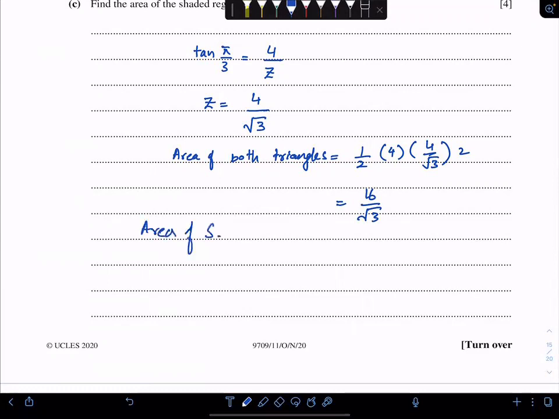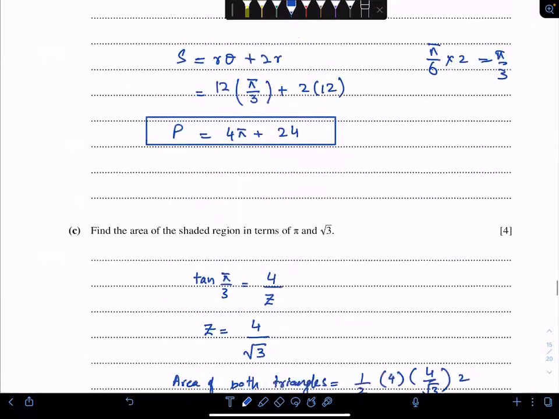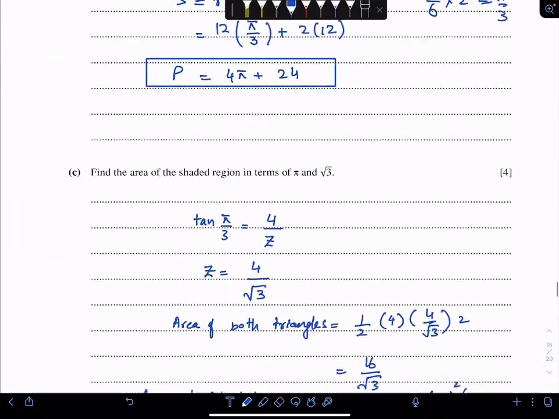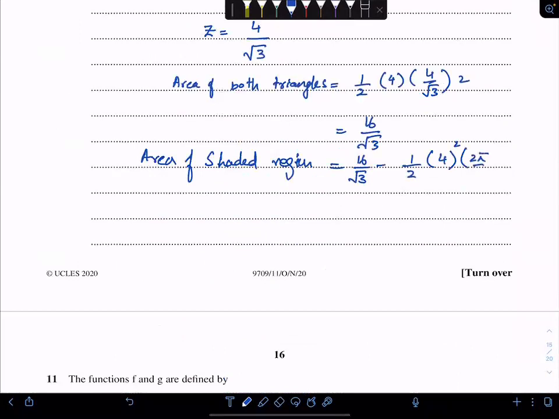Area of shaded region. 16 under root 3 minus 1 by 2 r is 4, r square theta, theta is what we have found, theta is 2 pi by 3. So 16 under root 3 minus 2 and 2 cancel, 16 pi over 3.